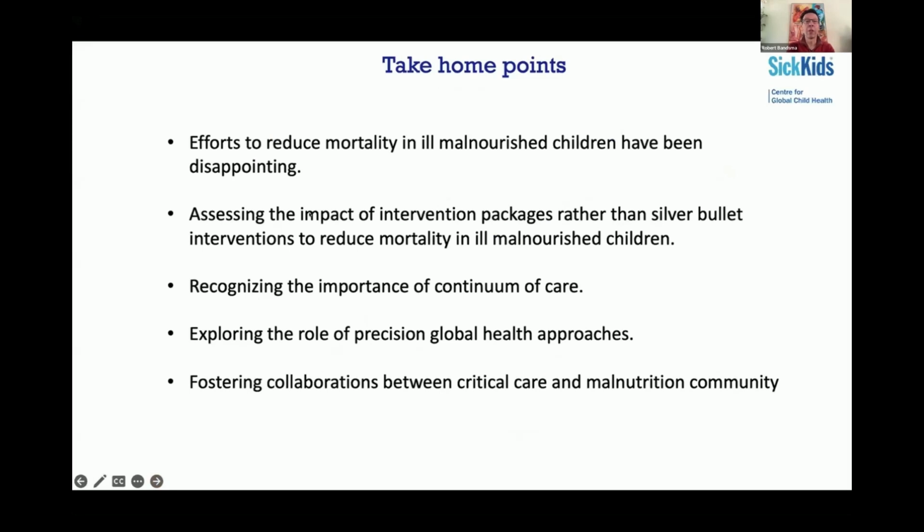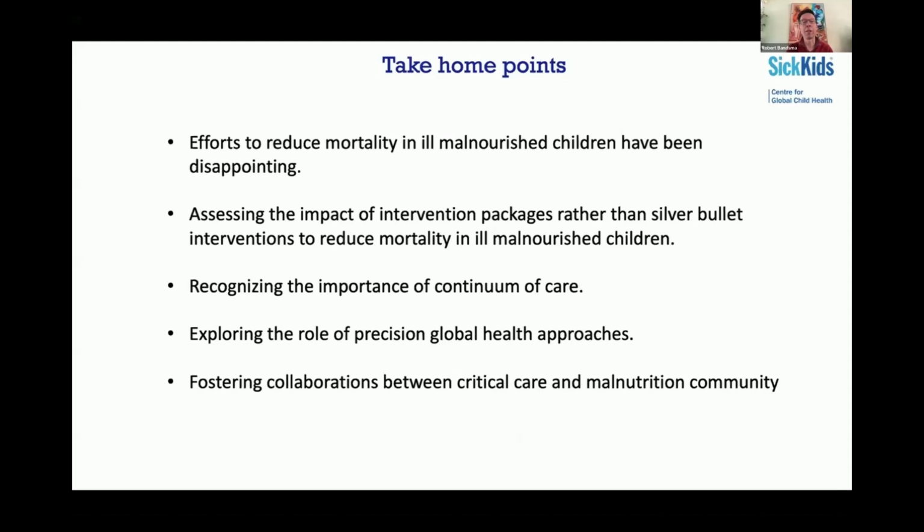So with that, I would like to end, and here are some take-home points I hope you got from this presentation. So one, many of the trials that we've done over the last decades have been negative trials. So we've not made a huge impact in reducing their mortality over the last 2 decades. The children that we currently end up with are very, very sick, with multiple diagnoses, and we need to think about intervention packages rather than silver bullet interventions.